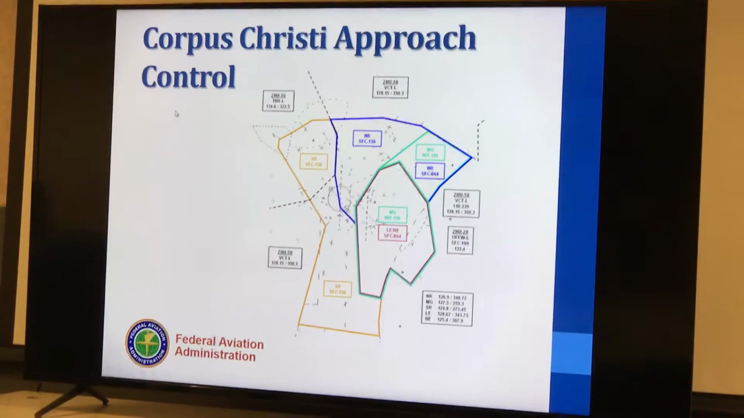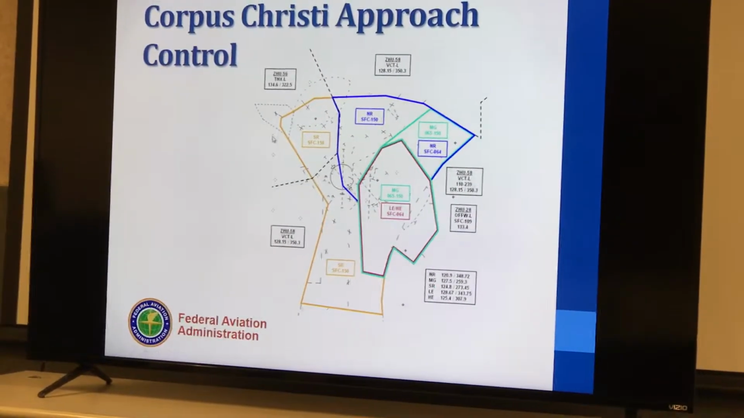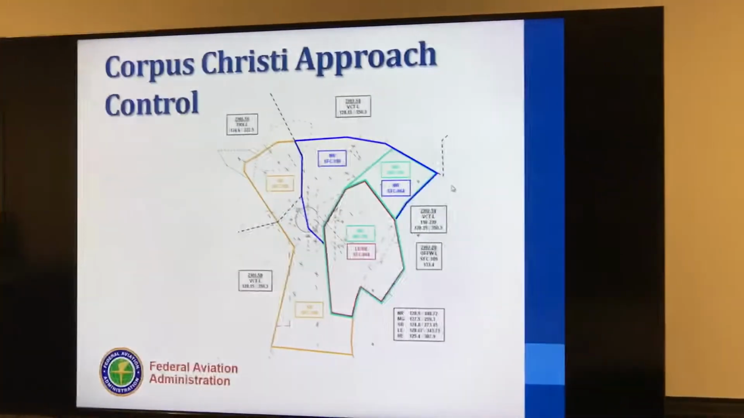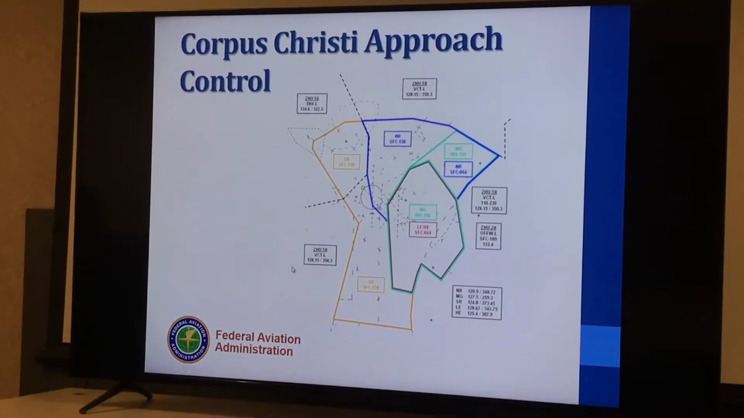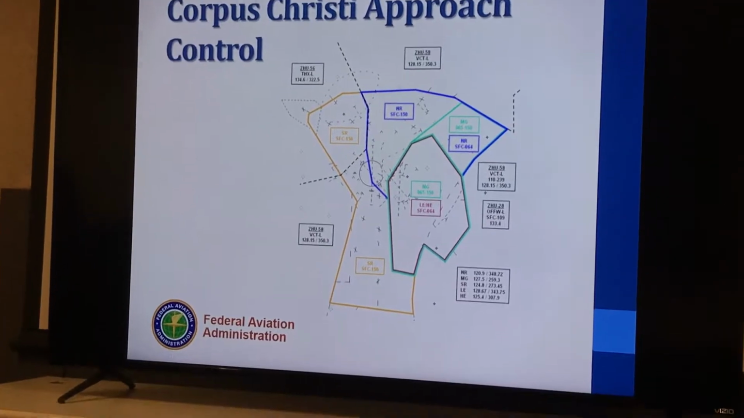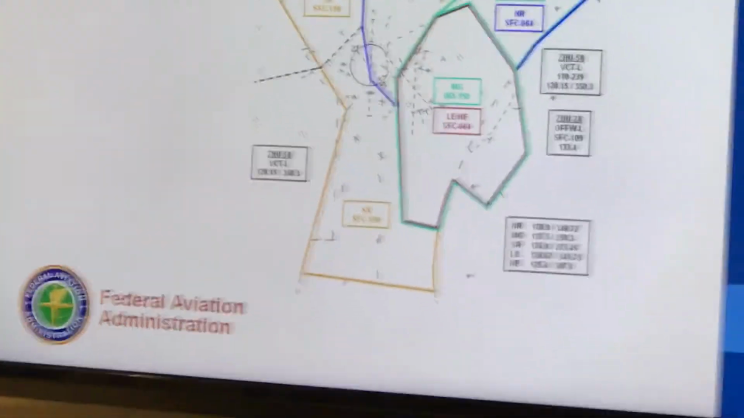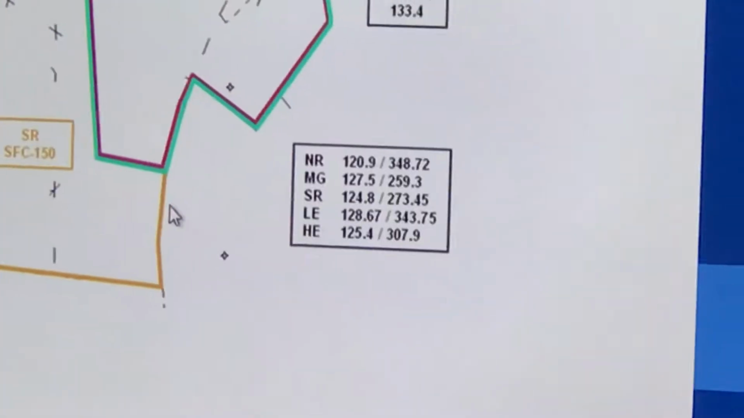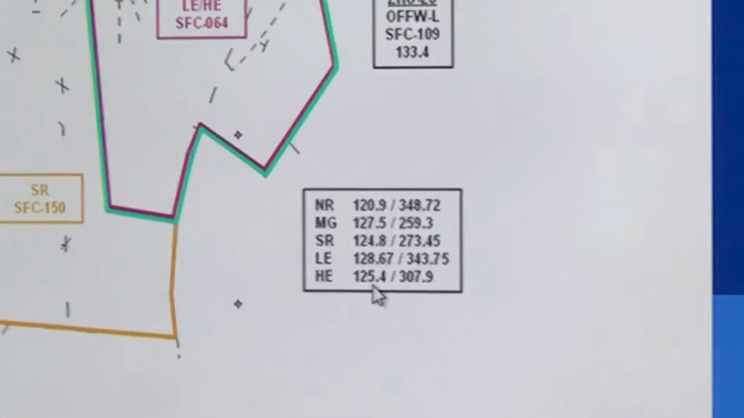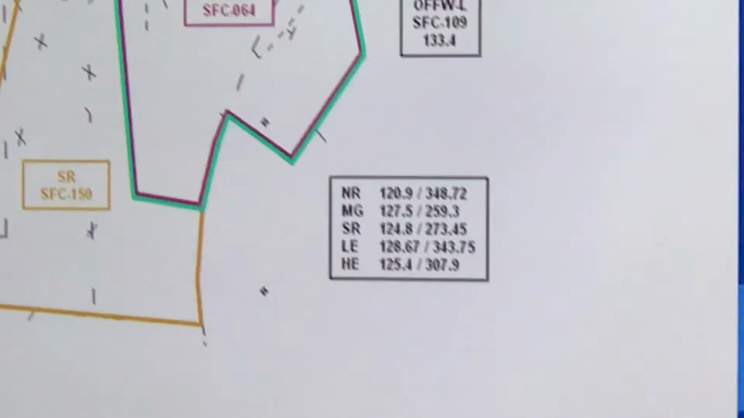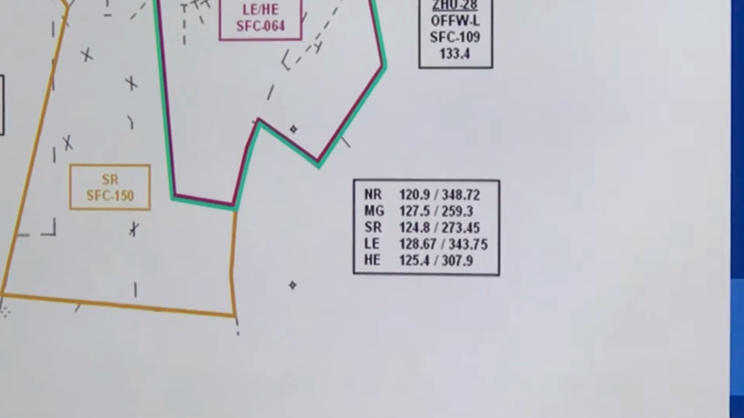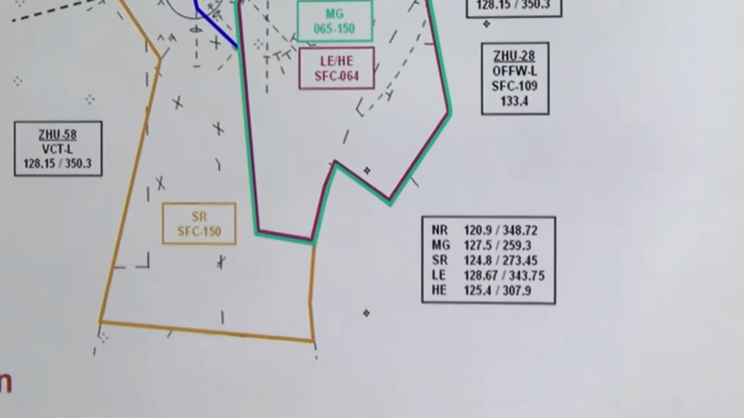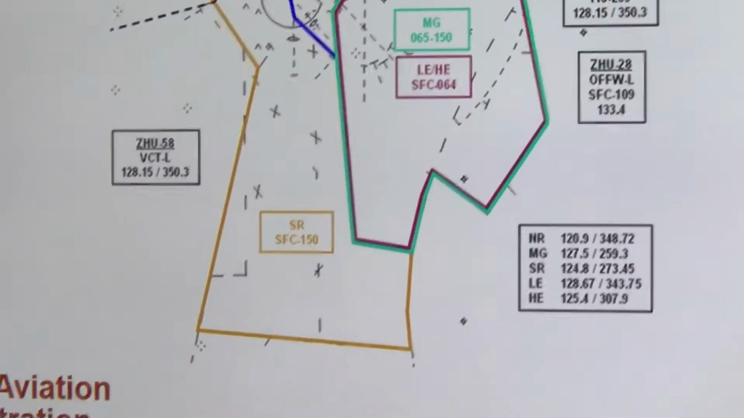Okay, getting on to our airspace here. This is the top half of our airspace. This is what's referred to as Corpus approach, Corpus Christi approach control. Now you can see the frequencies that are listed. The frequencies that are listed in this box sometimes are all being worked by the same controller. So, you know, you've got 12 frequencies right there.